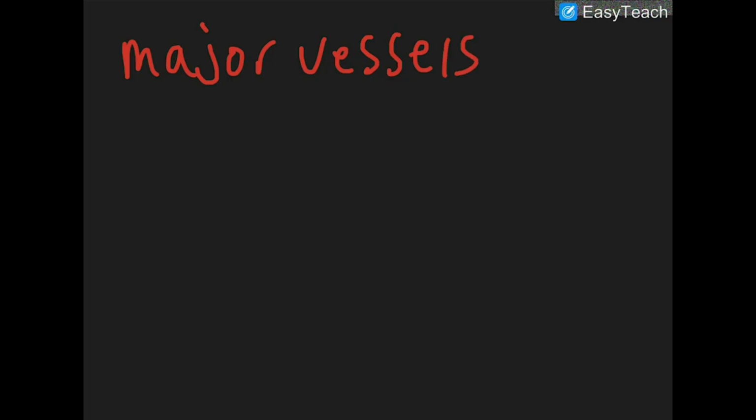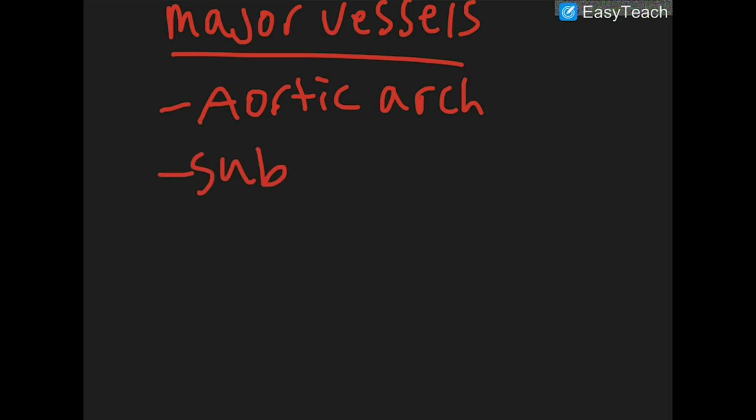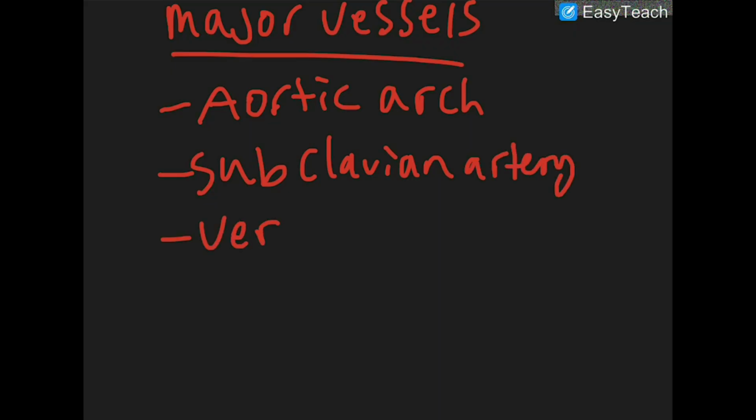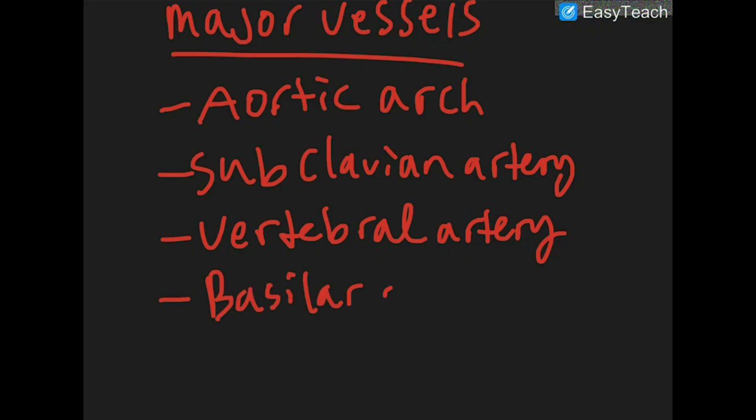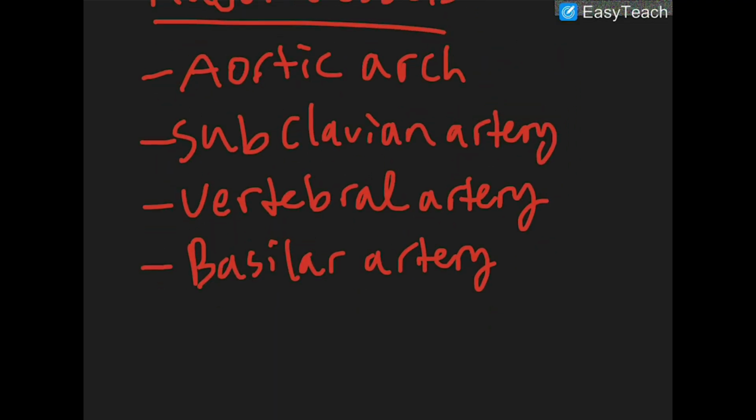So in this syndrome, we have to know what the major vessels involved are. The major vessels that we'll talk about are the aortic arch, the subclavian artery, the vertebral artery, and the basilar artery. Those are the vessels that are going to be involved in subclavian steal syndrome.